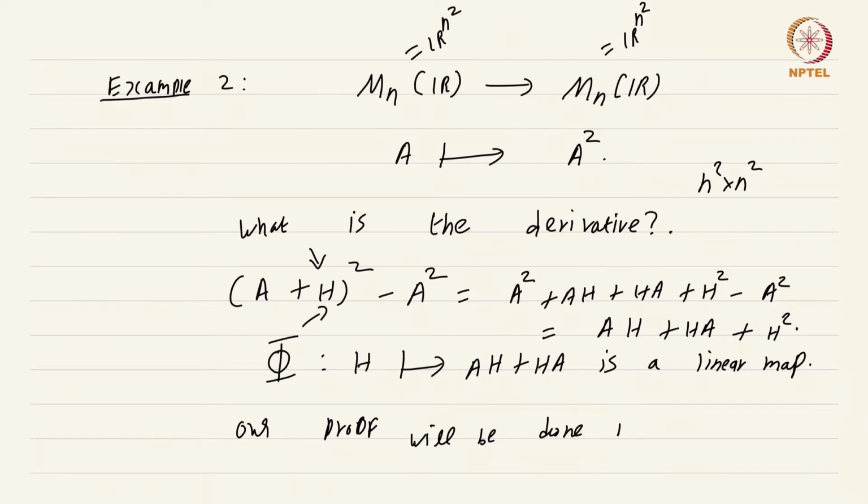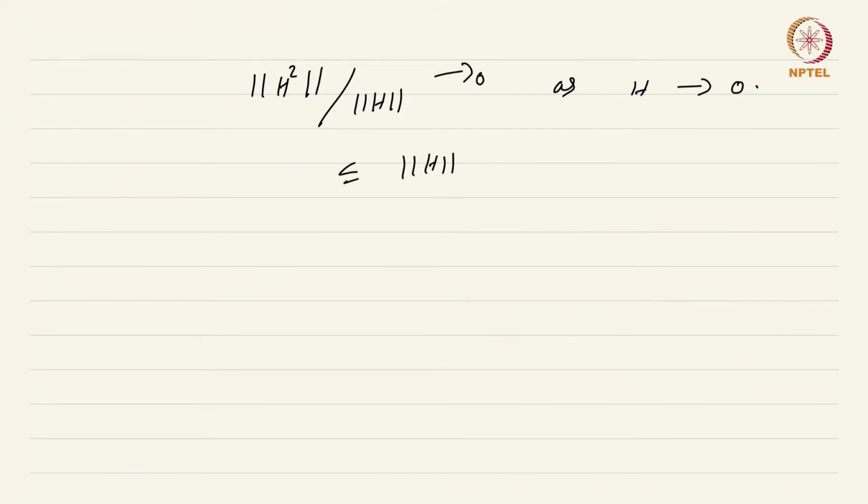If we can show H squared is sublinear. Okay, let's do that. Let's show that H squared is sublinear. Well, for that it's enough to show that norm H squared divided by norm H goes to 0 as H goes to 0. Okay, now this is clear for the operator norm. We have earlier shown that norm H squared is going to be less than or equal to norm H squared, and it will follow that norm H squared by norm H goes to 0.